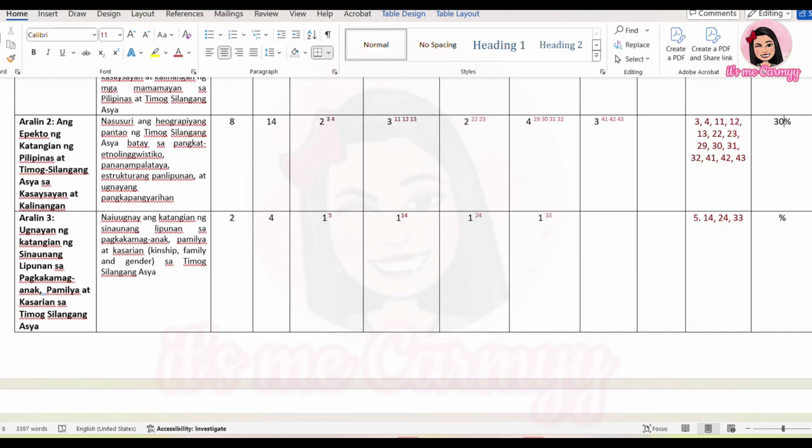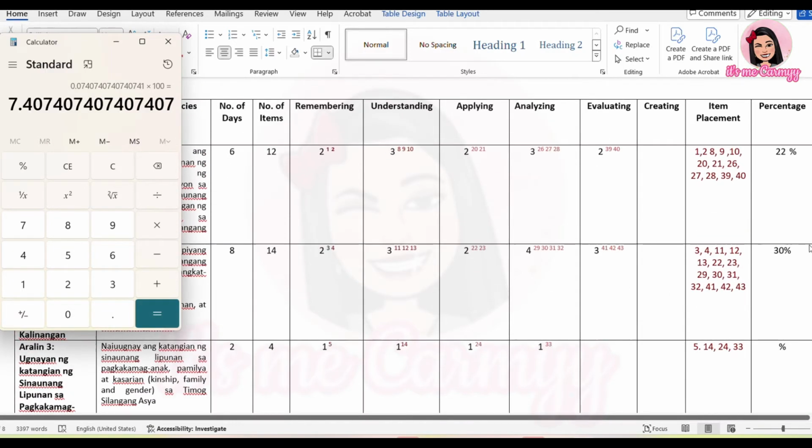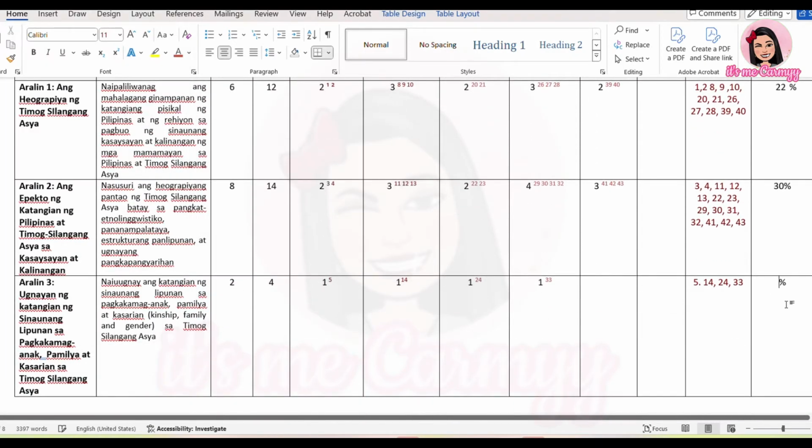Next, for aralin 3, 2 divided by 27 is equal to 0.07, times 100 is equal to 7.4. 7% lang siya dito.